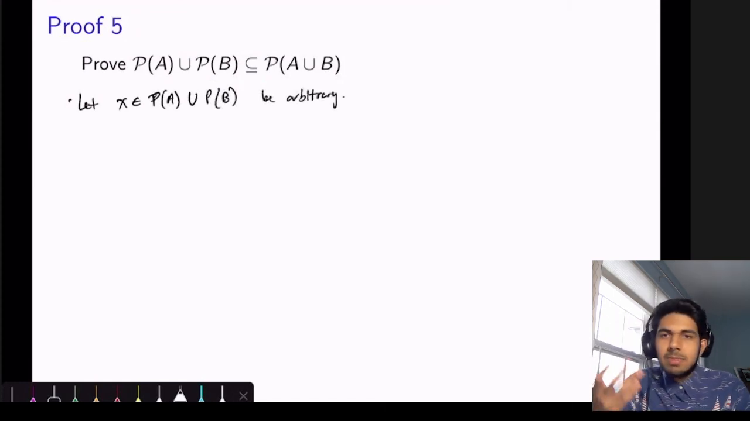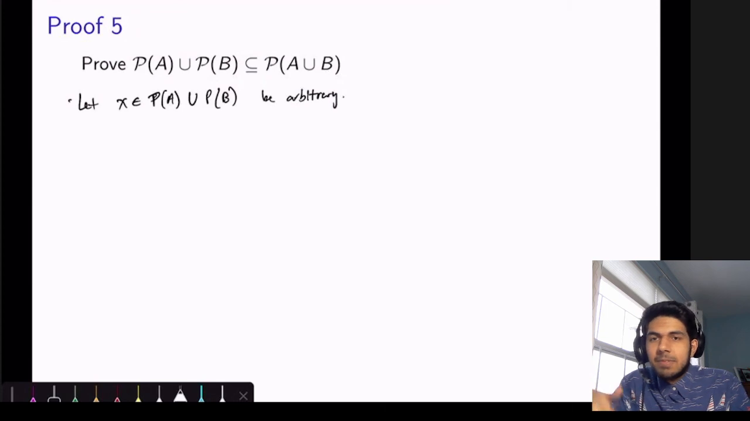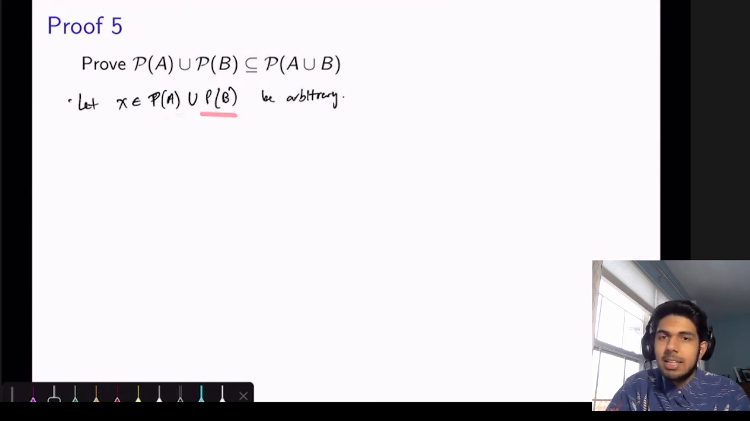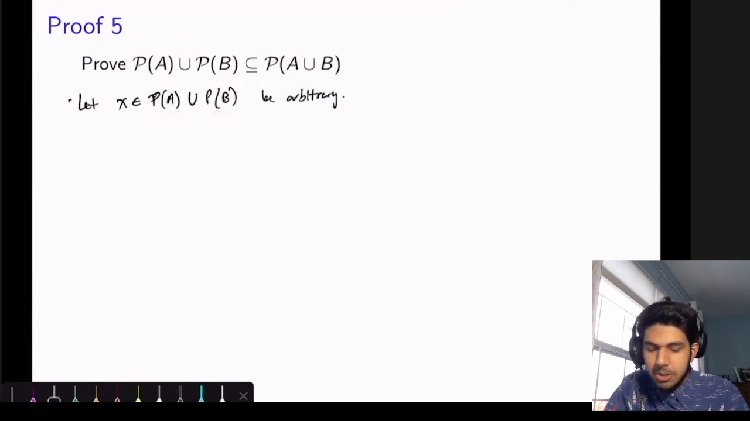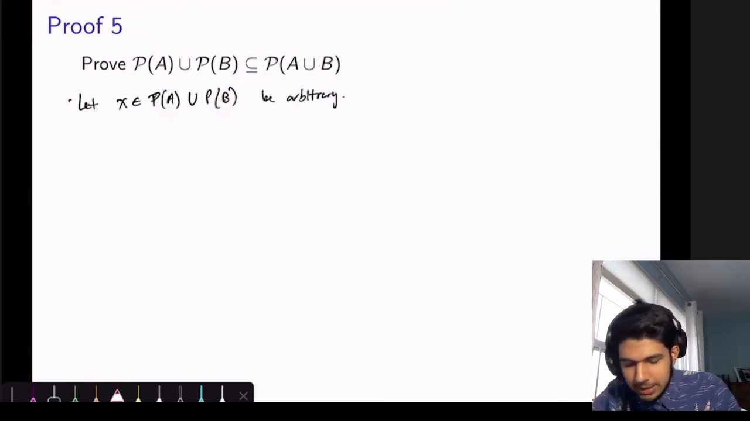So now there's a couple of cases to consider. Either X is an element of the power set of A, or it's an element of the power set of B. And the reason is that this union contains elements that are contained either in this or in this. So X could be in both of these, but it could also be in just one of these. So we have to split it up into cases.